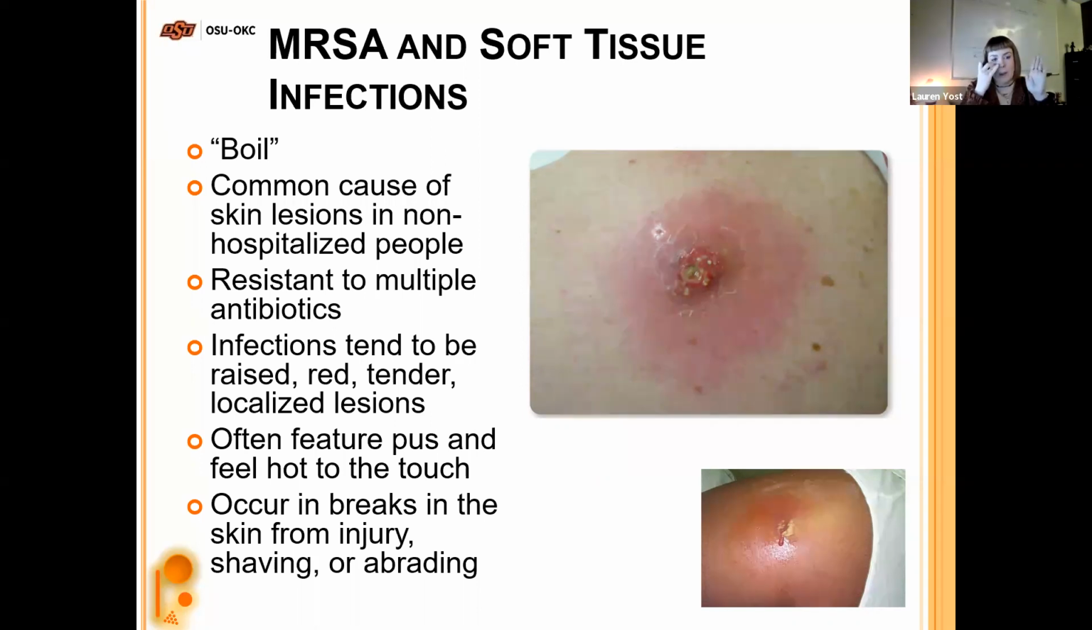The infection tends to be a localized lesion that is raised, and we will see redness, we will see pus, we will feel hotness in that area, and there's often pain and tenderness associated with it. And that will usually be due to breaks in the skin from injury, shaving, or abrading, and then the bacteria growing out of control.